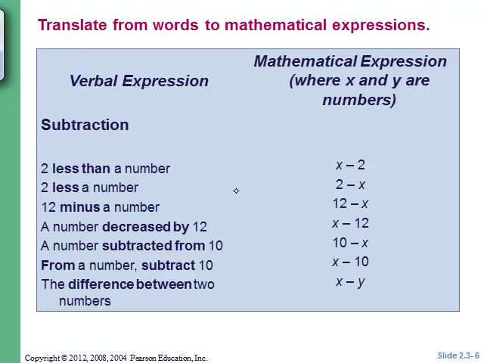2 less than a number. Notice that 2 goes at the end. It's not 2 minus n, it's n minus 2. 2 less a number, okay, less means to subtract. So see the difference between those two? They put the word than in, and it switches the order. 12 minus a number, that goes in the regular order. A number decreased by 12, that goes in the regular order.